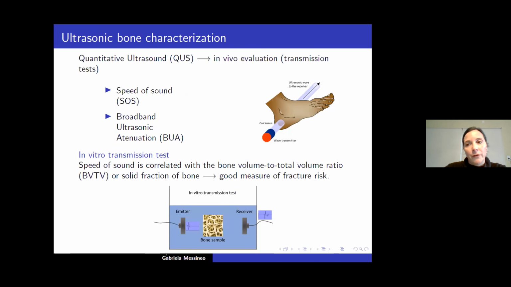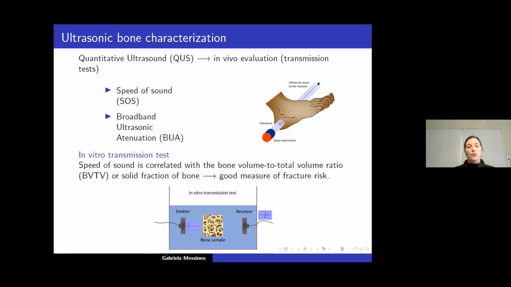Quantitative ultrasound methodologies are suitable for in vivo bone evaluation, as transmitted ultrasonic waves bring information about the mechanical properties of bone. This technique measures the speed of sound and the broadband ultrasonic attenuation. In an in vitro transmission test, the speed of sound can be measured by placing a bone sample in a water tank between a wave transmitter and a wave receiver.